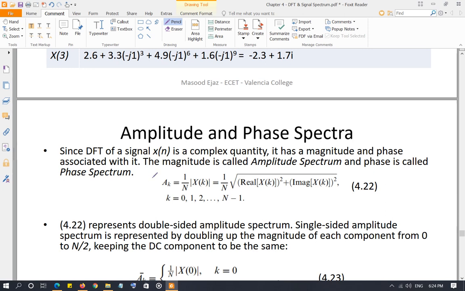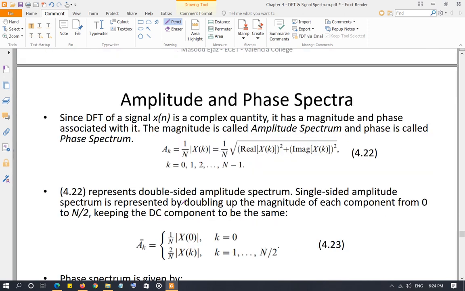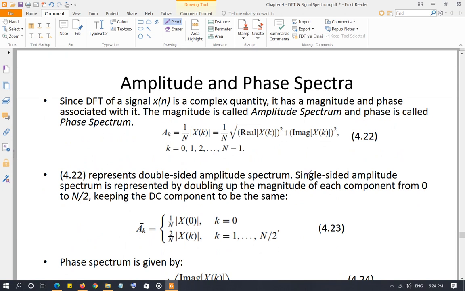So you do that. This is called the double-sided spectrum, and you can also do the single-sided spectrum, and that is from 0 to N by 2. Instead of going from 0 to N minus 1, you go from 0 to N by 2. So these are the formulas for the single-sided spectrum. For the DC component, it is the same as A of k, and for the harmonics and fundamental, you just double up each of the components.